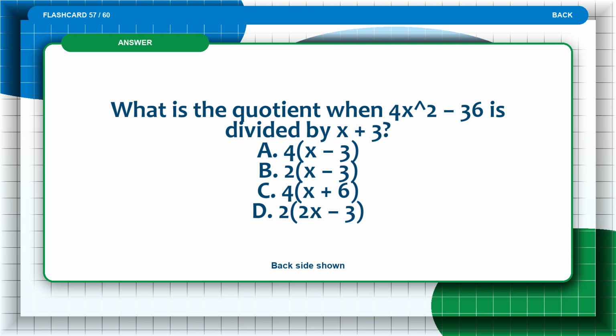The answer is: what is the quotient when 4x² - 36 is divided by x + 3? A, 4x - 3; B, 2x - 3; C, 4x + 6; D, 2x - 3.